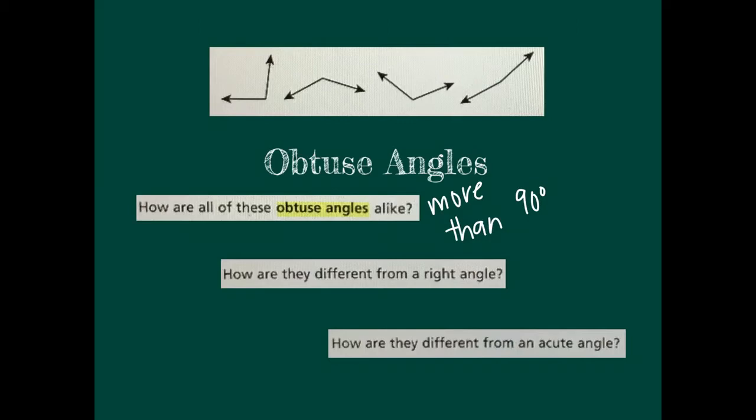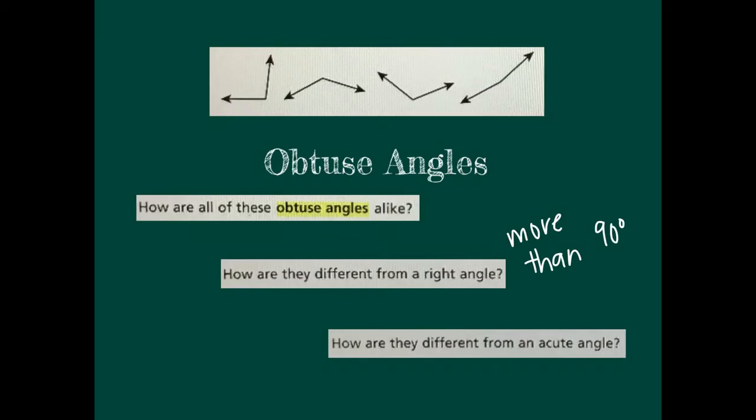How are obtuse angles different from a right angle? Well, in this case, again, the answer from before would match. They're different in that they're more than 90 degrees. A right angle has to be exactly 90. Obtuse would have to be more.